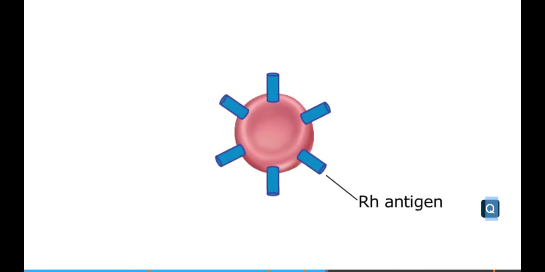The Rh antigen is another surface antigen that contributes to a person's blood type. If people have the Rh, sometimes called D antigen, they are Rh positive, which is indicated by adding a plus sign to their ABO blood type. The red blood cell illustrated here is type O positive.